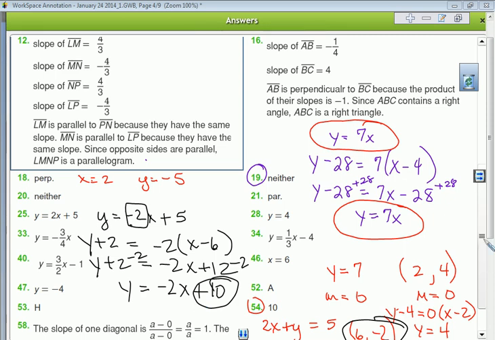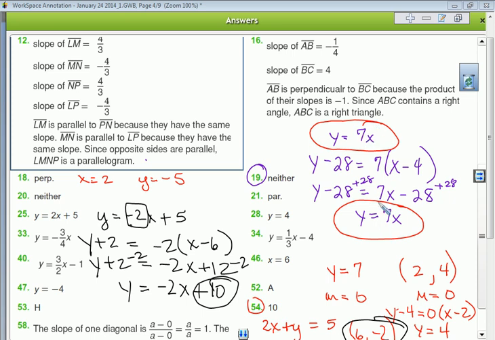Okay, 19 is neither. And let's take a look at y. One of your equations was y equals 7x. The other was y minus 28 equals 7 times x minus 4. But if we simplify this, do you see that this in point slope form actually simplifies to the exact same equation? They're not parallel lines. They're the exact same line.